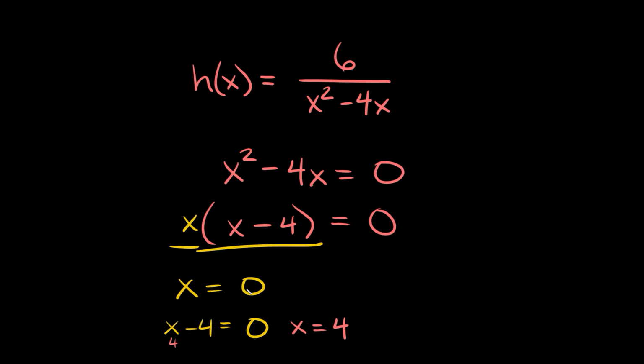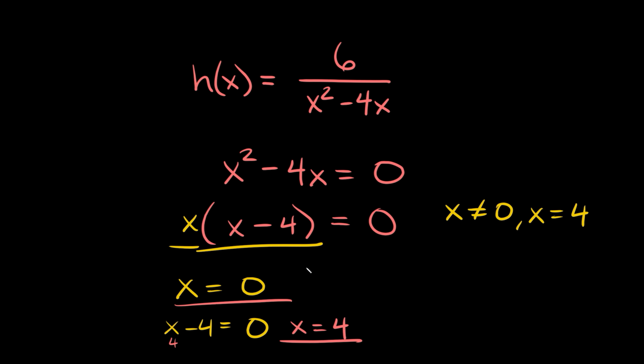So we have two solutions here, right? x is equal to 0 and x is equal to positive 4. So those are the two numbers that would make this denominator equal 0. Okay, so here, remember x can't be equal to 0 and x cannot be equal to a positive 4.